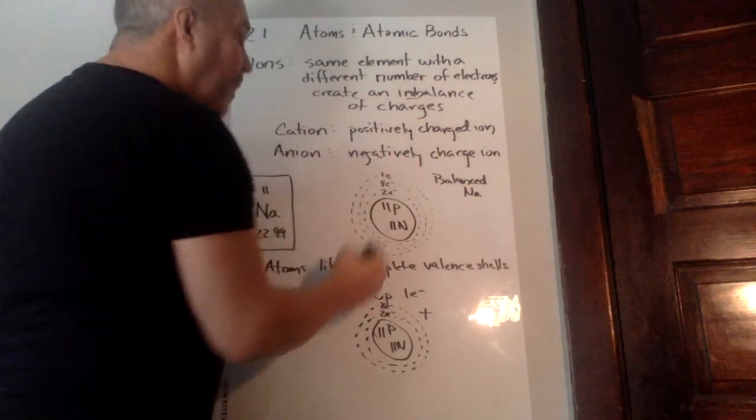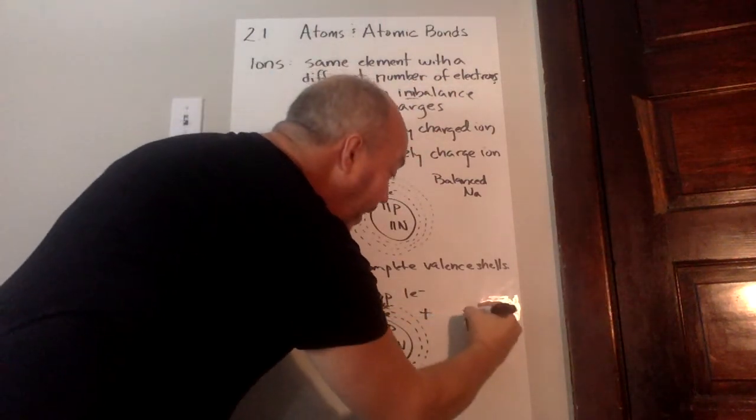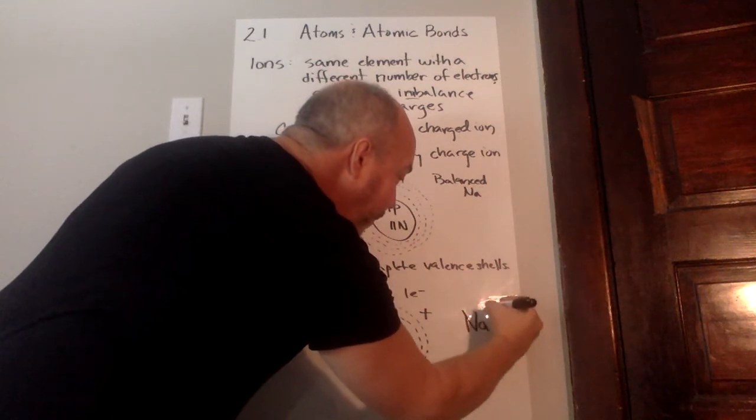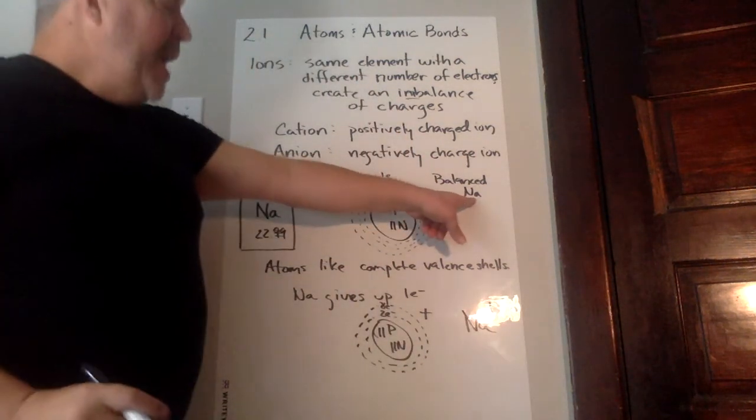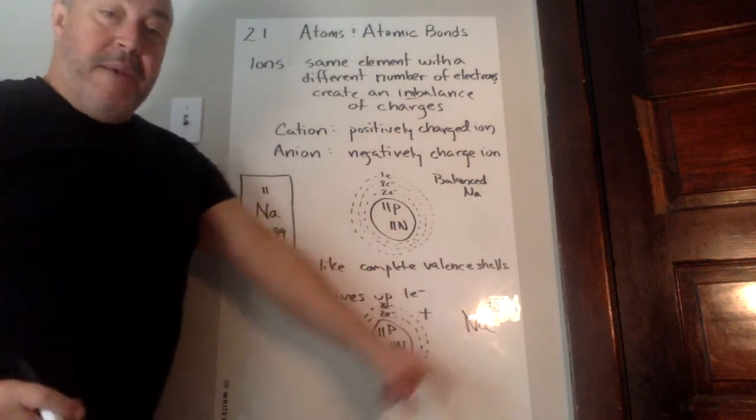Actually, I think that should be an N. There's the imbalance. So when we designate sodium as an ion, we no longer just call it Na, we give it that 1 positive charge.